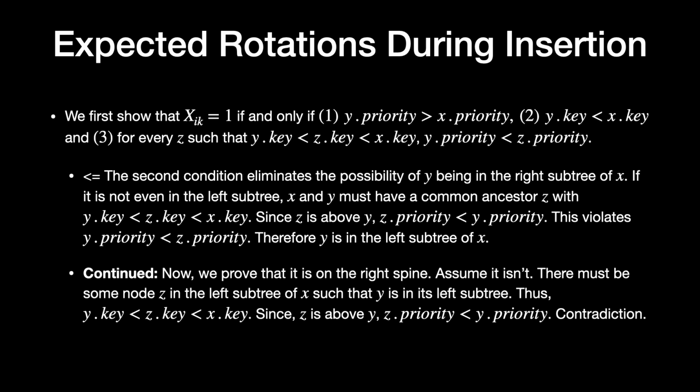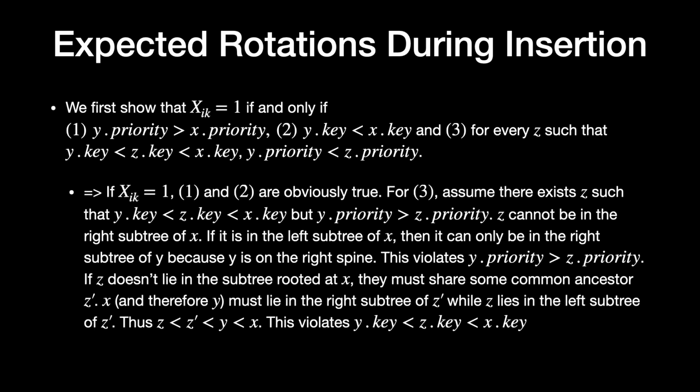Okay, so the key of Z would have to be greater than the key of Y. The reason for that is that Y is in the left subtree of Z, so the key of Z would have to be greater than the key of Y, and the key of Z is less than the key of X, and that is because Z is in the left subtree of X. Now, the priority of Z is less than the priority of Y. That is because Z lies above Y and Z is an ancestor of Y. This violates the third condition again. It cannot be the case that Y is not on the right spine. Y has to be on the right spine of the left subtree of X.